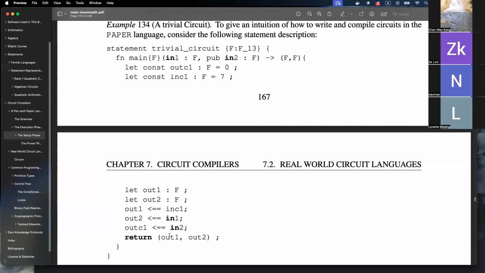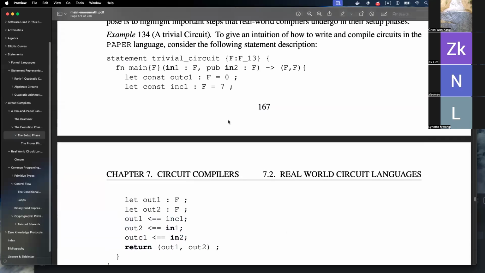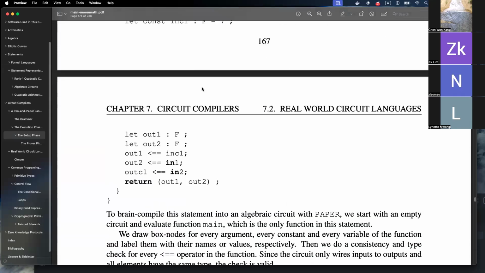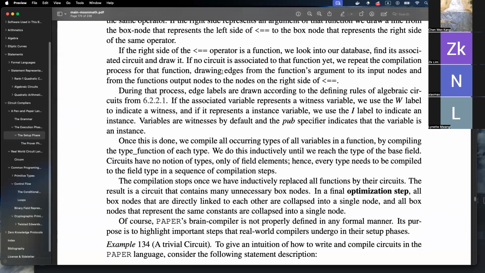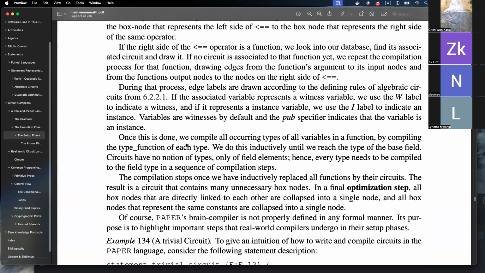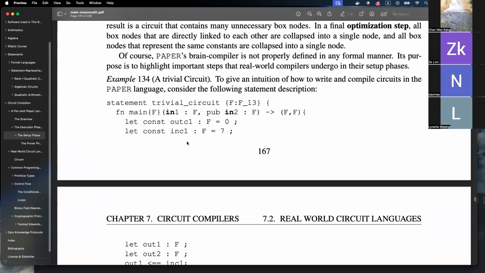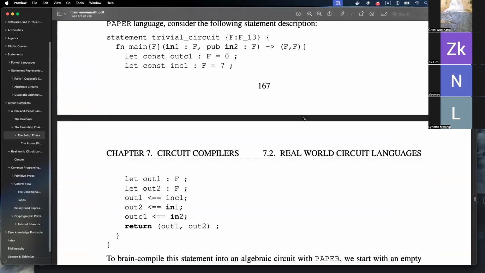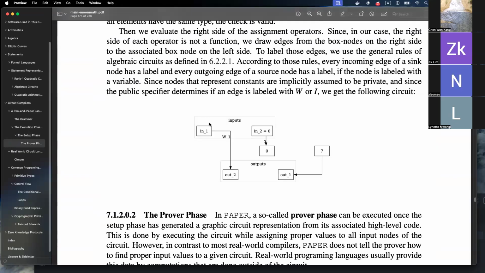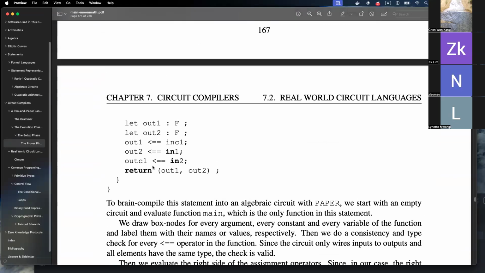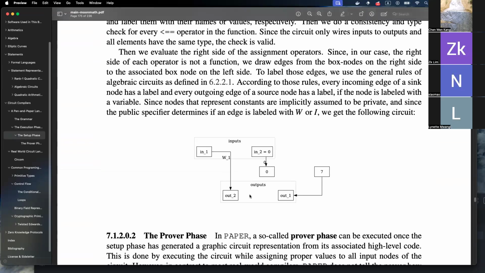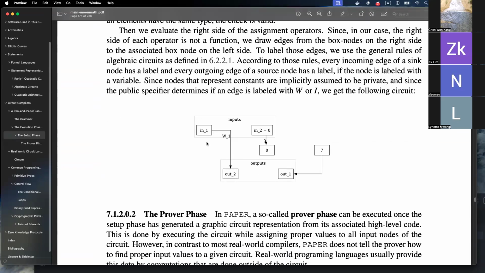And then we return output 1 and output 2. So what the compiler will do, or in this case, during the setup phase, is convert this into an algebraic circuit or an R1CS for the later stage. So for this specific pen and paper example, we're just saying input is this, witness 1. So when we do this constraint, we constrain input 1 to output 2.